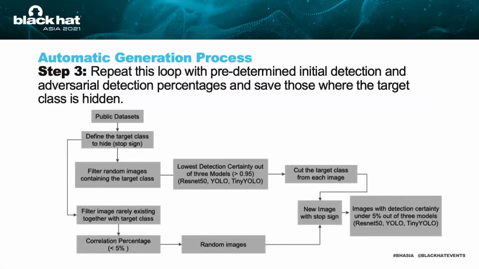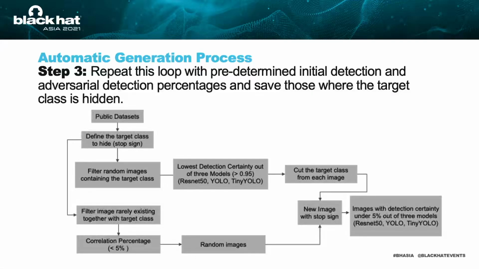And then, well, we get into this loop. It just goes on and on like this. We take a picture from the public data set, we select something, in this case a stop sign, any image with a stop sign in it at random, and then we test if it's well detected.